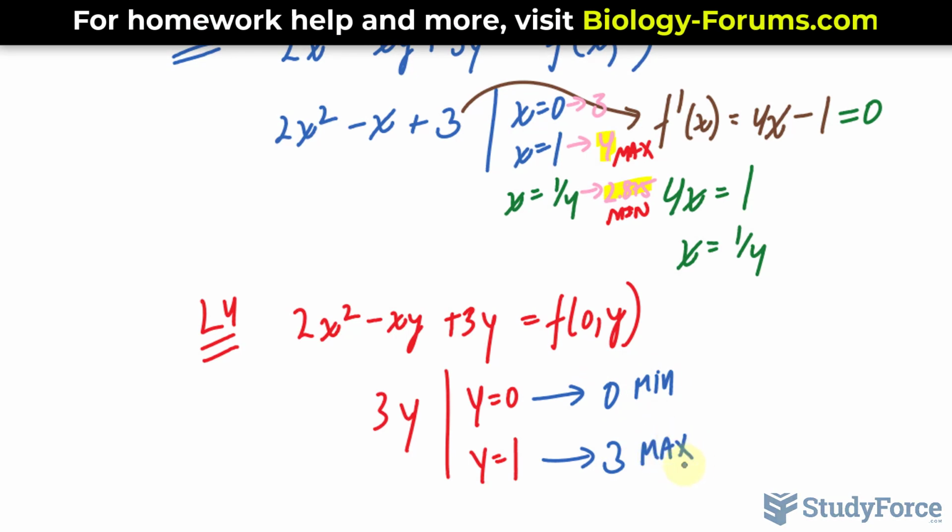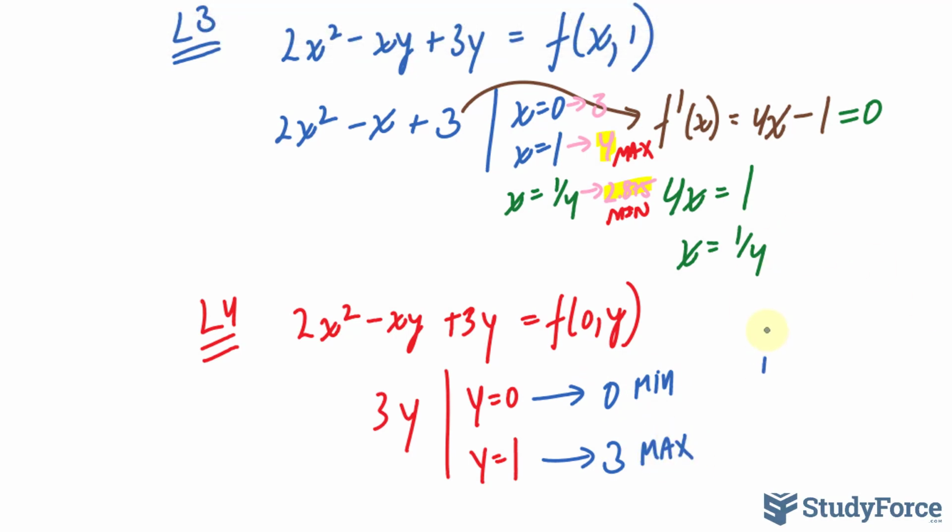So if you look at L1 through L4, your maximum was 4, and your minimum was 0. Therefore, the absolute maximum is 4, and the absolute minimum is 0.